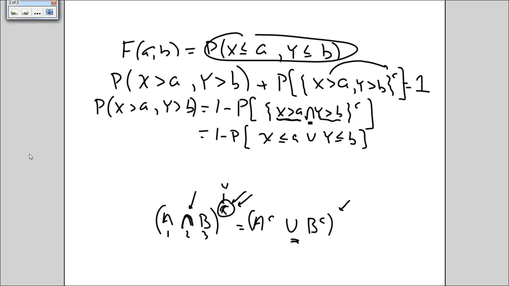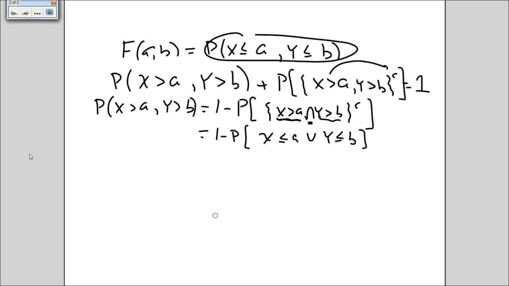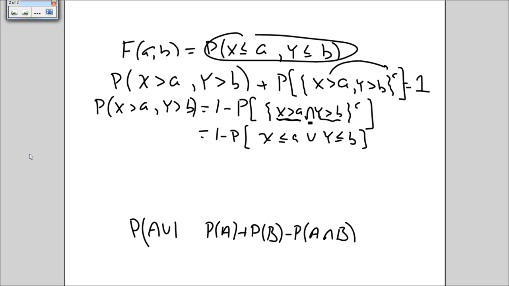Let me erase this and put down another formula that we learned earlier on. Probability of A union B. The probability of A or B is the probability of A plus the probability of B minus the probability of A and B. Oops, the first part didn't come. The probability of A union B is equal to that.